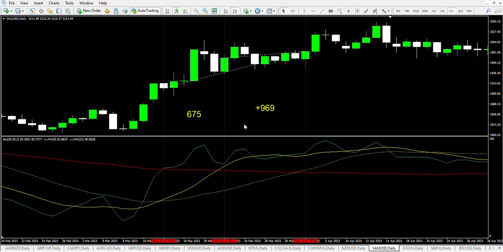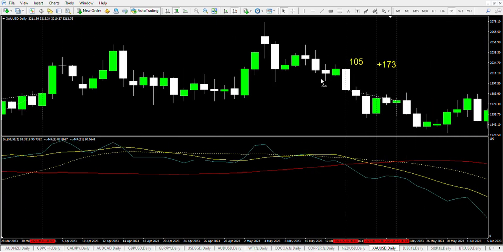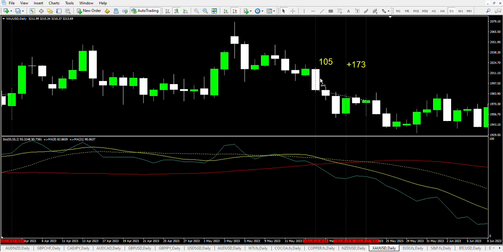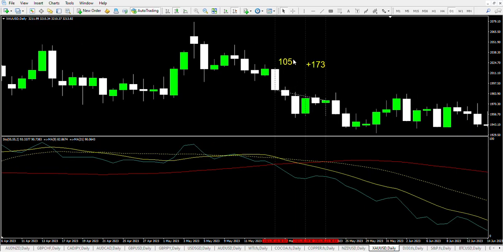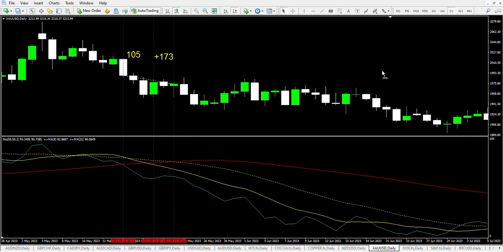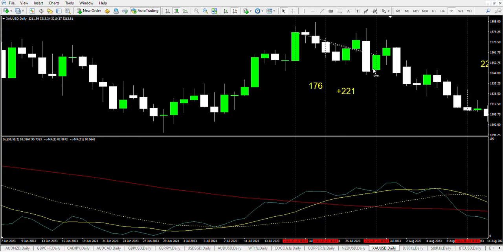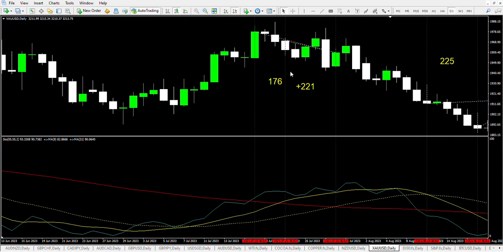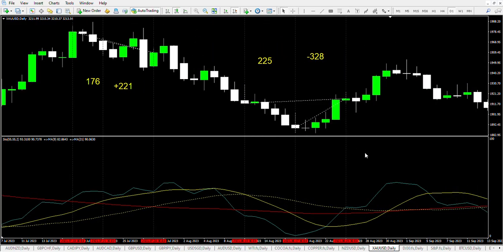Here's a straightforward buy, single trade, both trades. And here's a sell, which is pretty straightforward, single trade, both trades. Same again, a nice buy and a nice sell.